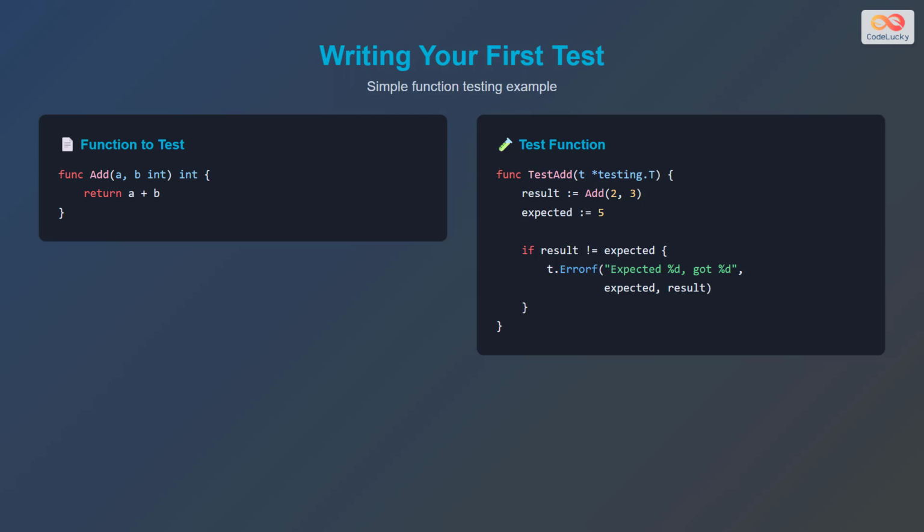Let's walk through a simple function testing example in Go. First, let's define a simple function called add that takes two integers, a and b, and returns their sum. Now, let's write a test function for it. The test function is named TestAdd, and it takes t *testing.T as a parameter. Inside the test function, call the add function with the values 2 and 3, and store the result in a variable called result. Set the expected result to 5. Then, use an if statement to check if the result is not equal to the expected value. If they are not equal, then use the t.Errorf method to report an error with a formatted string indicating the expected and actual results.